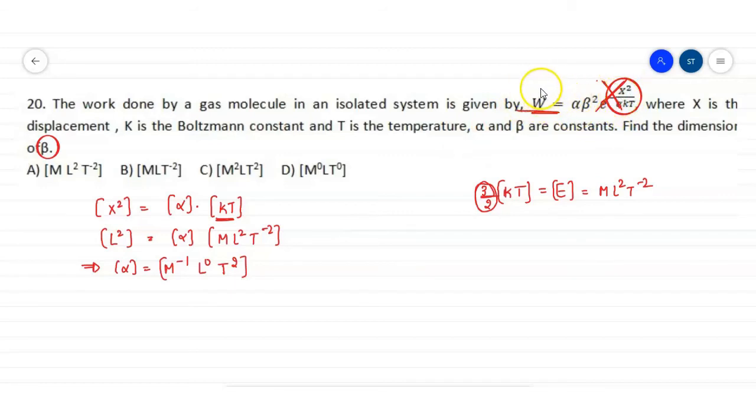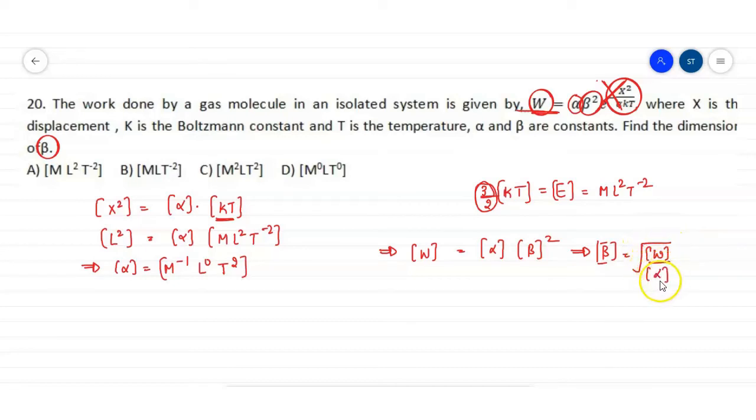Now from the given equation I can say dimensions of W will be equal to dimension of alpha into dimension of beta square. So let me write it down here. Dimension of work will be equal to dimension of alpha into dimension of beta square. I want dimension of beta, so I can directly write it down. Dimension of beta will be equal to root of dimension of work divided by dimension of alpha.